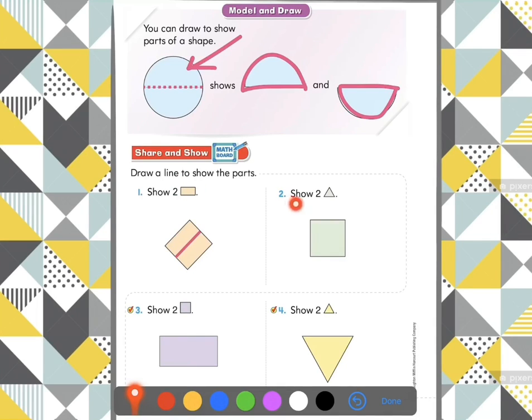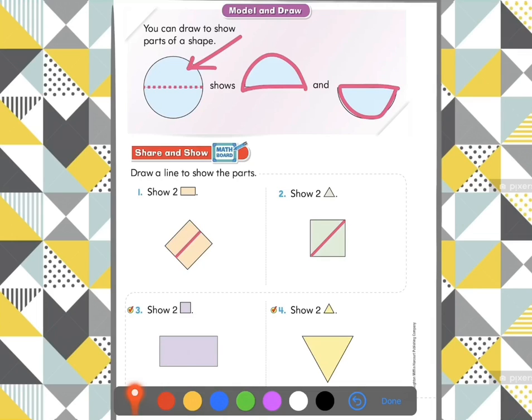Number 2, show two triangles. I drew my line like this. Is it the correct way to show two triangles? Very good. It's not correct because these are rectangles. Okay, I'm going to erase it and draw the line again. Is it correct now? Perfect. Now I can show two triangles.